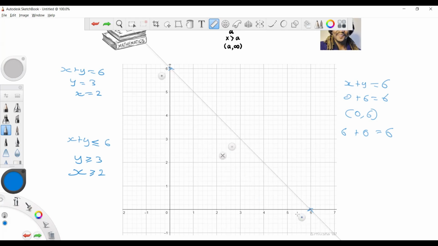Let me see if I can. Okay, that works. So we can now draw our line. So this is the line we're looking for. It's the line where x plus y equals 6. Then we draw the other line, y equals 3. Remember I said it's a horizontal line that is parallel to the x-axis. So here is the point where y equals 3. So let's draw a line.